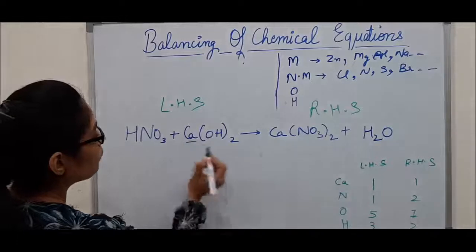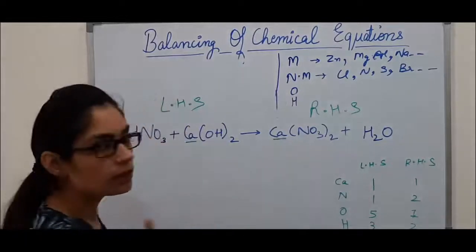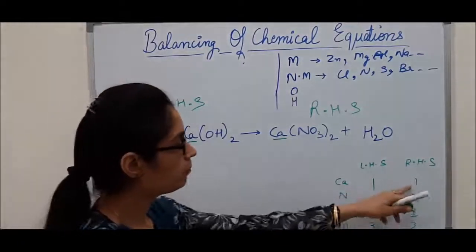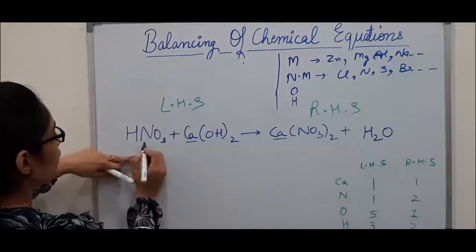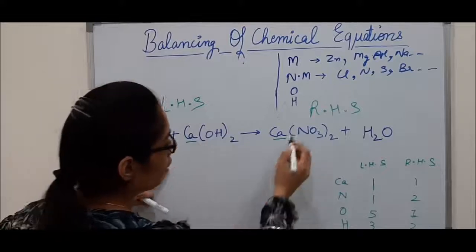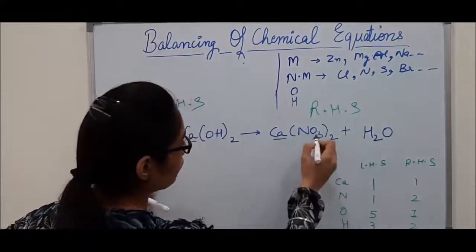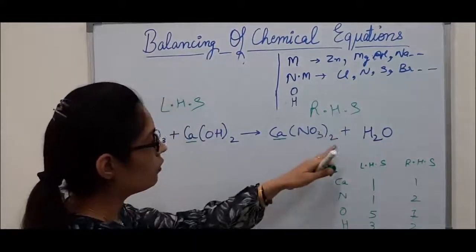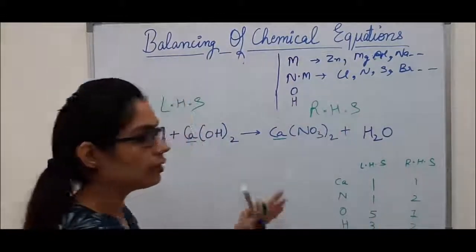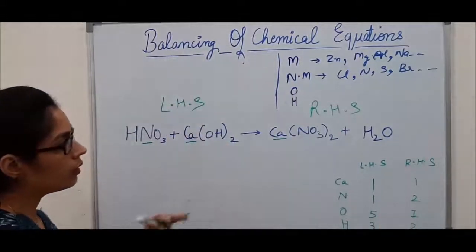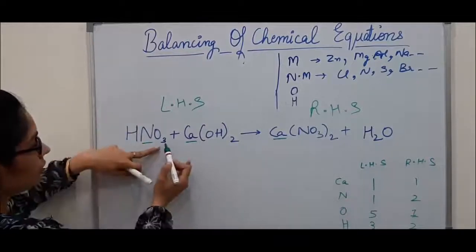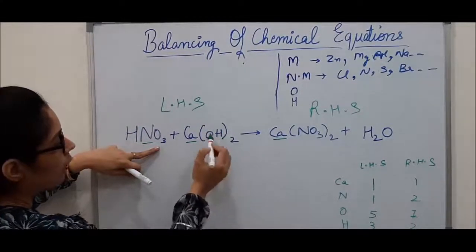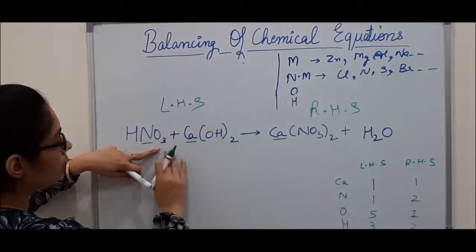So calcium, for both sides the number of atoms is 1. See, only 1 atom of calcium is present. Then nitrogen. Nitrogen, left hand side is 1, but on the right hand side, if I see this bracket, outside the bracket 2 is there, which means 2 atoms of nitrogen on the right hand side. Now oxygen. Oxygen 3. See, outside the bracket 2 is written. So 3 plus 2 means 5.